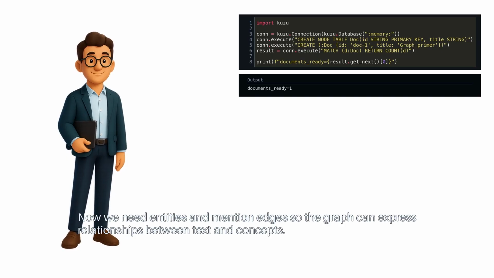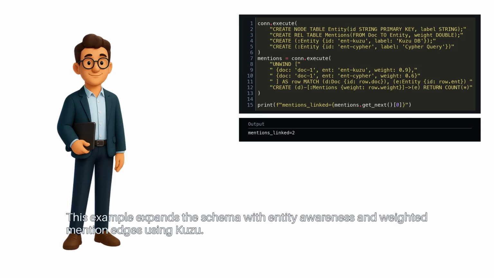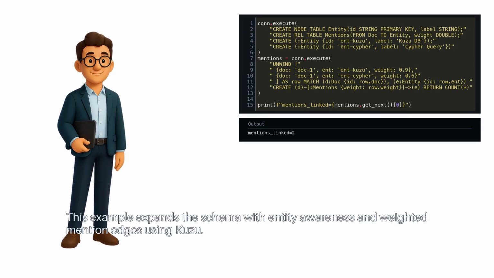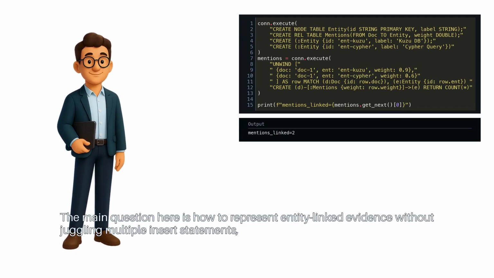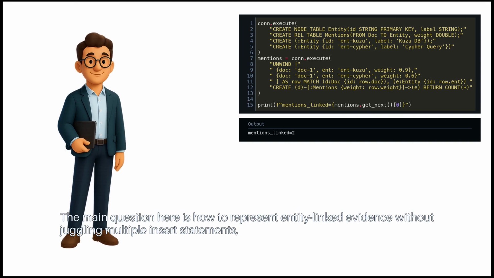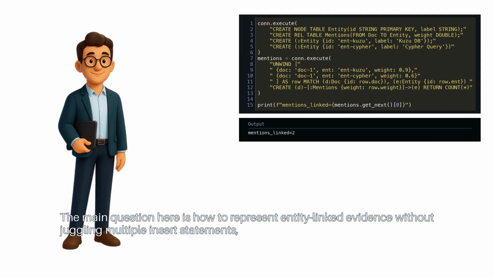Now we need entities and mention edges so the graph can express relationships between text and concepts. This example expands the schema with entity awareness and weighted mention edges using Kuzu. The main question here is how to represent entity-linked evidence without juggling multiple insert statements.